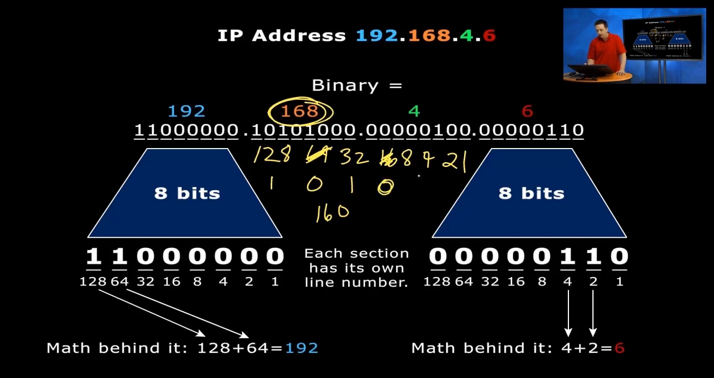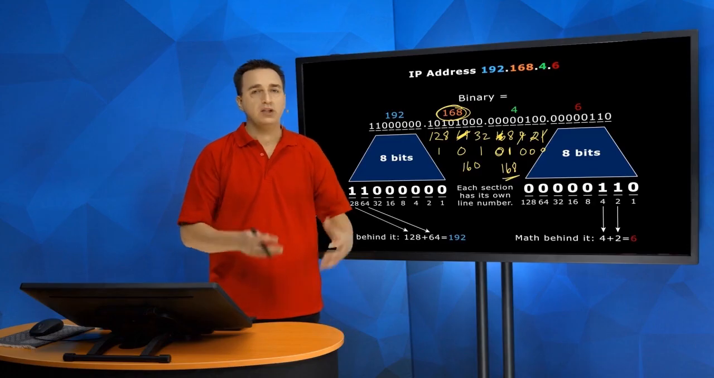What about 160 plus 8? Yeah, 160 plus 8 is 168. So I'm going to need that. And then I've hit 168. So the rest are going to be 0. I don't need that. Don't need that. Don't need that. And there we go. So I figured out that 168 is 10101000. So I'm just keeping a running total.